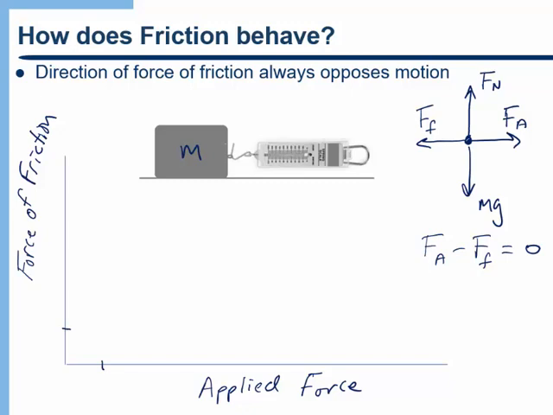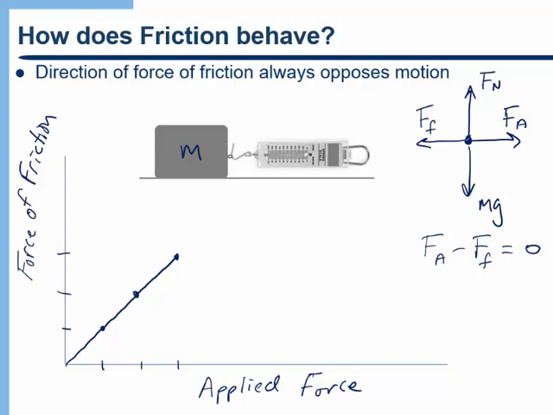So if I pull a little bit on the block, the force of friction has to simply be equal to the force that I'm applying. Let's say I pull a little bit harder on the block. It still doesn't move. Again, those forces have to be the same. I pull a little bit harder on the block. It still doesn't move. So notice that the force of friction is not one value, but will increase as I apply a greater applied force. Think about the fact that if there's no applied force, then the force of friction also has to be 0.